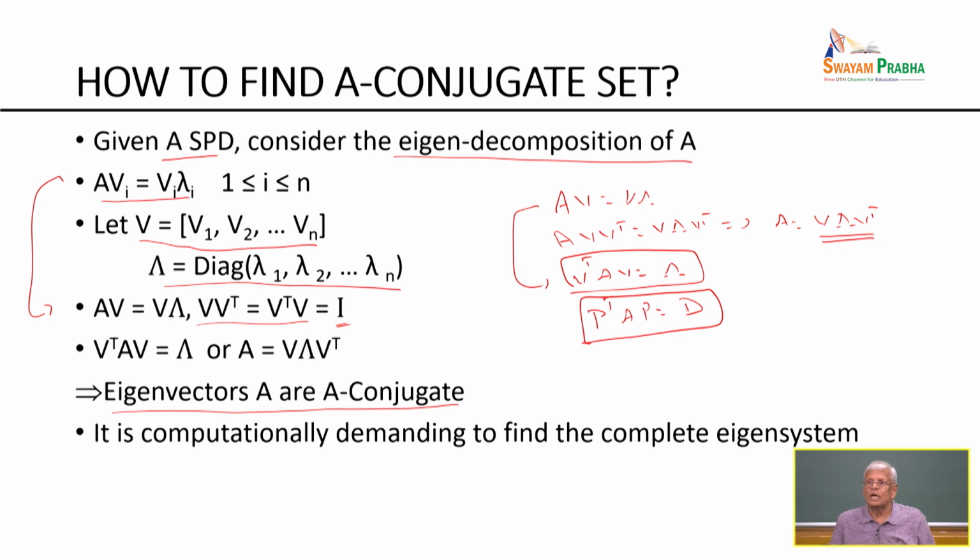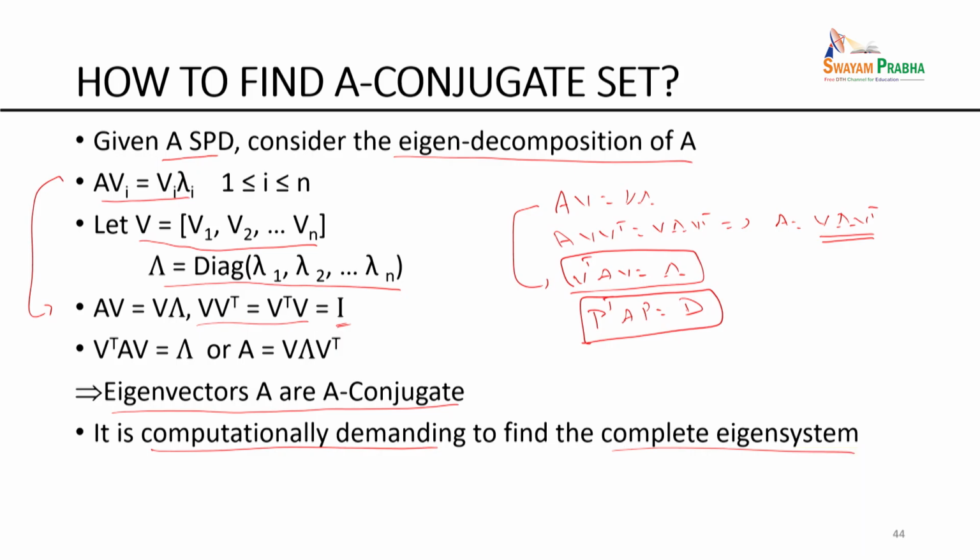If I have a larger matrix, computing the eigenvectors of a given symmetric positive matrix, the complete system, I want all the eigenvalues and all the eigenvectors, that is computationally demanding. Please understand, computing the conjugate vectors is only a part of the problem. If I spend too much time computing the solution for that part of the problem, the whole methodology becomes too expensive. So, while in principle I can use this idea, in practice this is to be avoided.